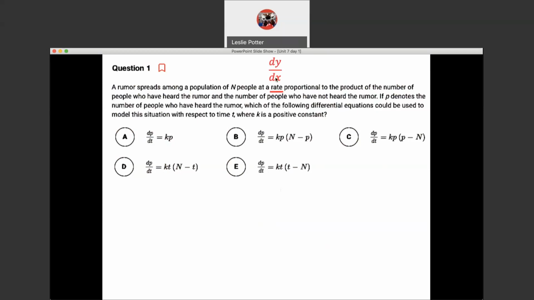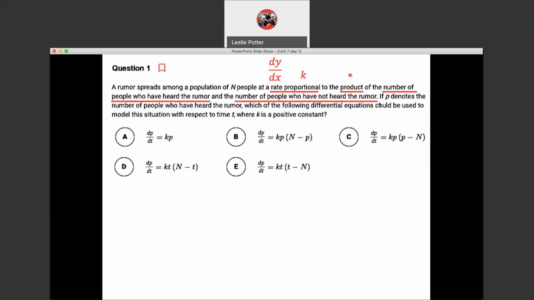Okay, so we've got a population n and a rate that is proportional. So the rate is the dy/dx, and it's proportional, so that's k. That's your proportionality constant. And so this rate proportional, this is implying direct proportionality. If it were inverse, they would say inverse, but sometimes they don't use the word direct. So proportional to the product of the number of people who've heard the rumor and the number of people who haven't heard the rumor. So product is multiplying the number of people who have heard the rumor and the number of people who have not heard the rumor. So if you think about that, either you've heard it or you haven't. So this population adds up to n.